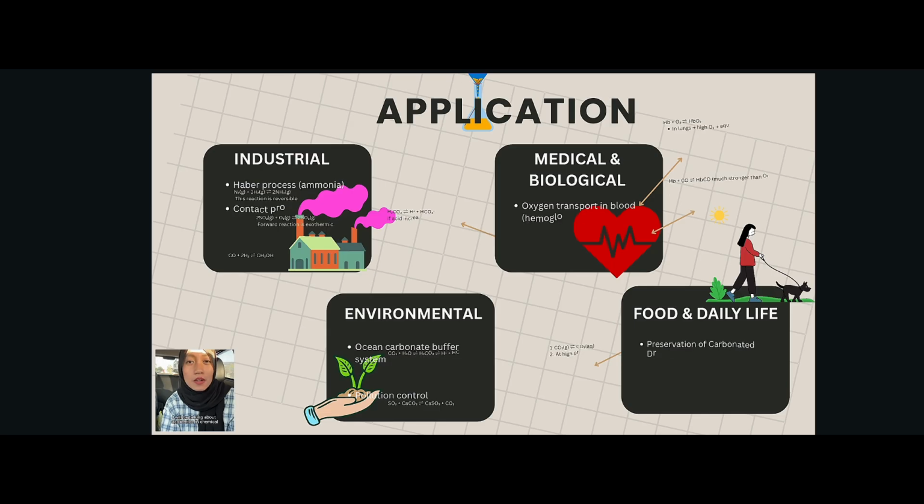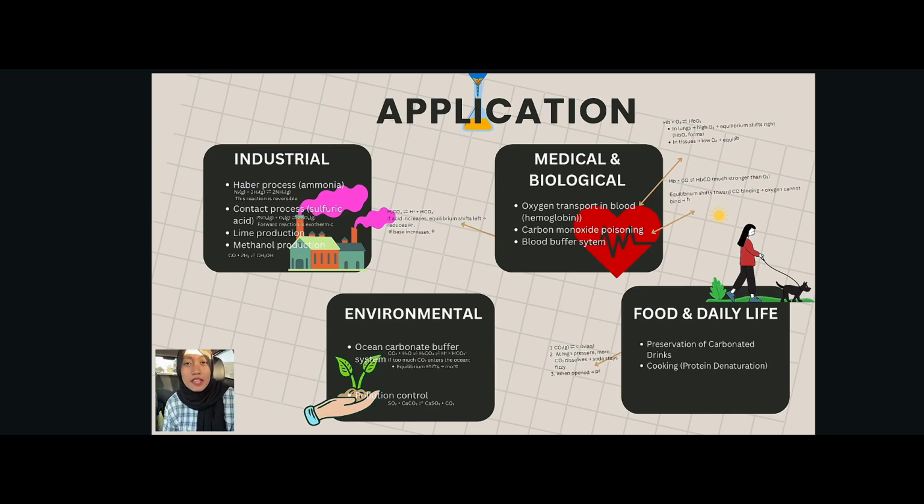Okay. I will be talking about applications of chemical equilibrium. First is industrial, second is medical and biological, third is environmental, and lastly is application in food and daily life. First, industrial: the Haber process is used to make ammonia. Ammonia is used in fertilizer and supporting global food supply. Then we have the contact process used to make sulfuric acid. Sulfuric acid is used in detergent, paints, batteries and fertilizer. Then we have lime production, made by heating calcium carbonate and removing carbon dioxide gas to drive the reaction forward. Lastly is methanol production, used as solvent, antifreeze and feedstock in the chemical industry.